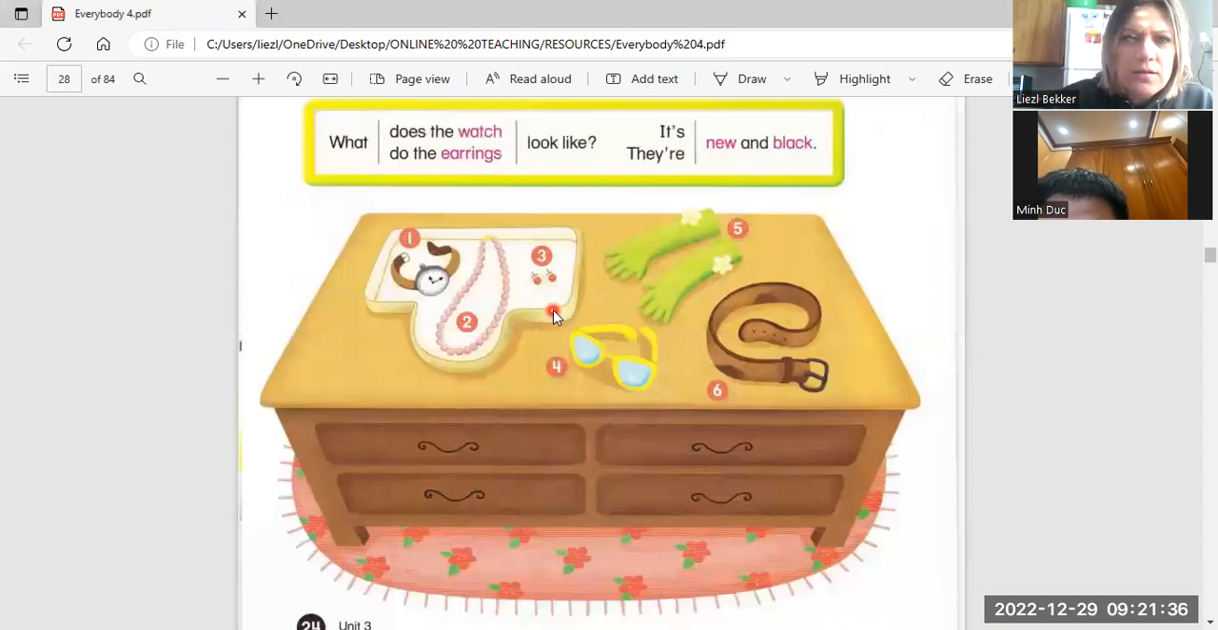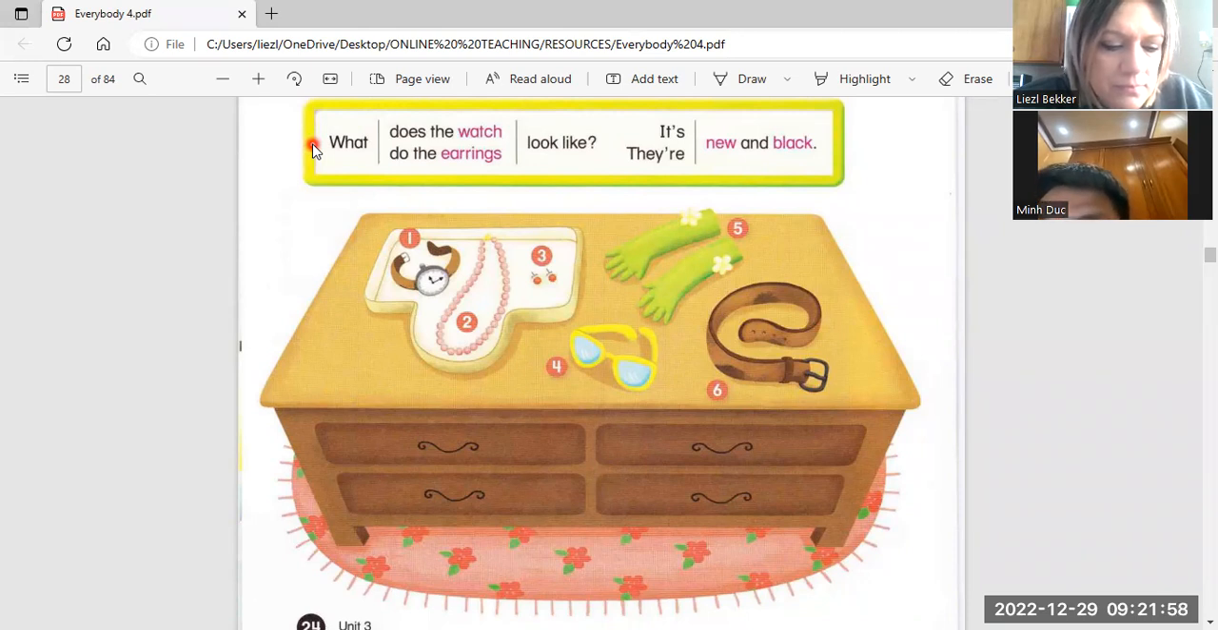Okay, let's go down here. What does the watch look like? It's new and black. What do the earrings look like? They're new and black. Okay, number one, what does the watch look like? It's old and brown. What does the necklace look like? It's new and pink.